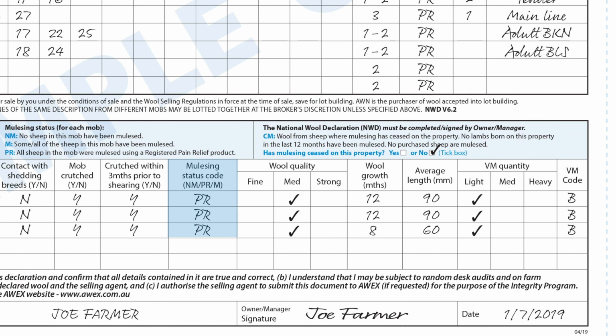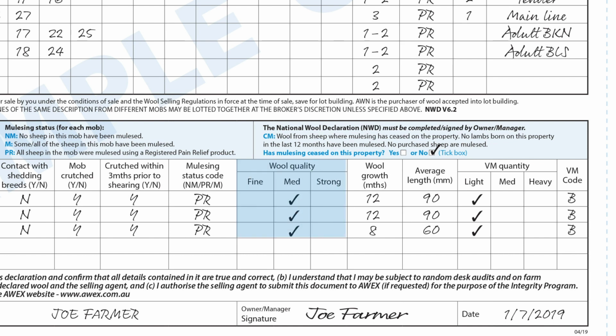Mulesing status, once again, non-mules, PR or mulesed. So individual mobs as they come through. In this example, this mob has all got pain relief. Okay, so that particular mob would be pain relief, and that's got to be signed off by the grower. The rest of the information is obviously stuff that helps us in lotting.